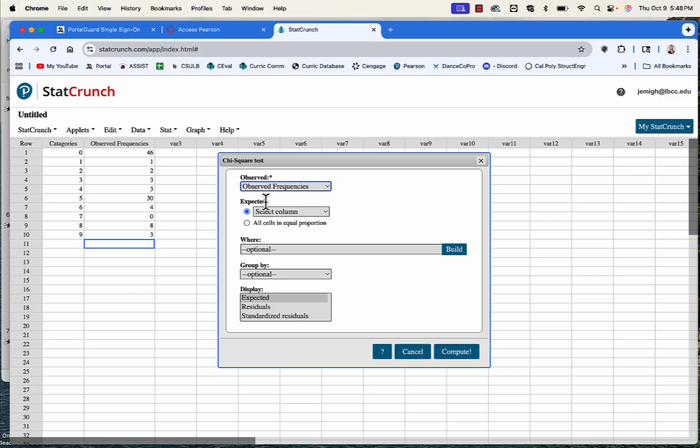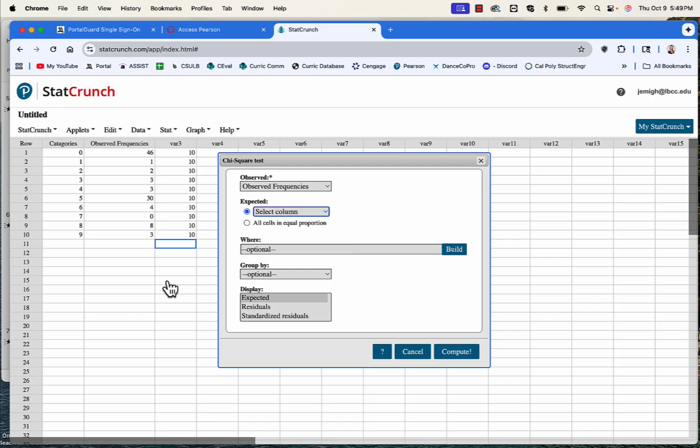Well, what we expected to observe isn't here. It's not in the categories. It's not in the observed frequencies. Remember, what we expected to observe was 10, 10, 10, 10, 10, 10, 10, 10, 10, 10. So that right there is what we expected to observe. You could type it in manually. We got this from 100 trials divided by 10 categories equals 10 each. You can type that in manually and then tell it, okay, I typed it in right here, var 3. But you don't have to.